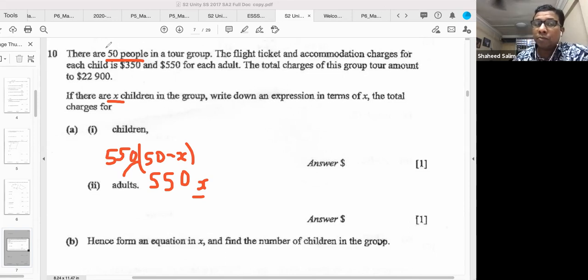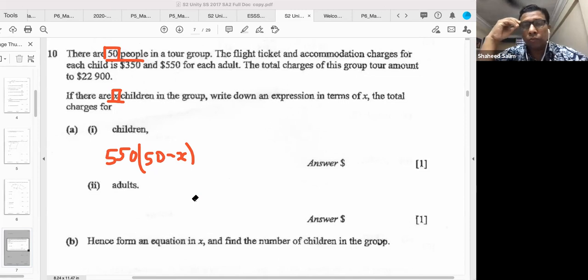Because the number of adults, they didn't tell us. But they tell us the total number of people, which is 50. They tell us the children, which is x. 50 minus x gives you the number of adults. And then you must times that number by 550. Okay? So once this part is wrong, the last part will probably be wrong. Hence, form an equation to find the number of children in the group.